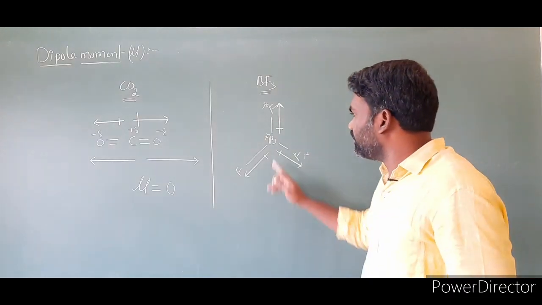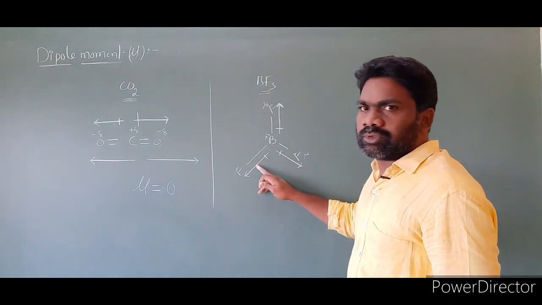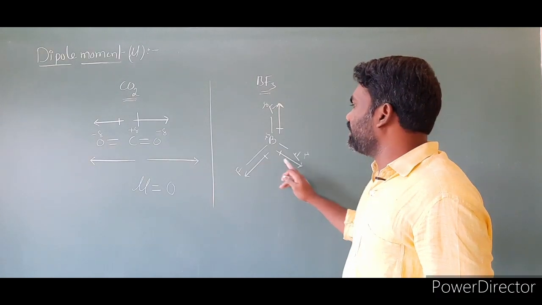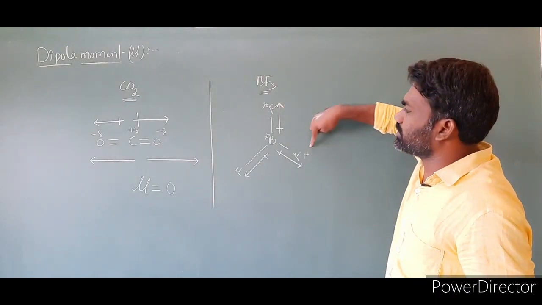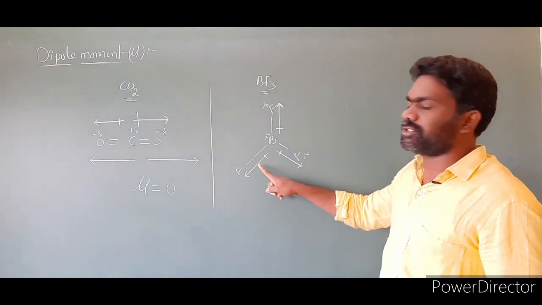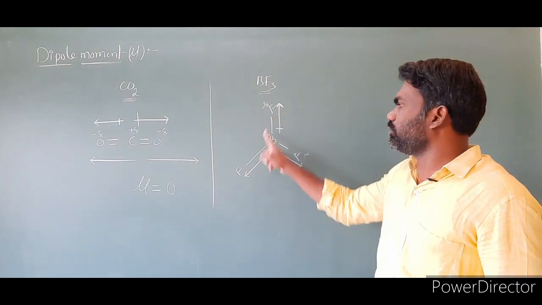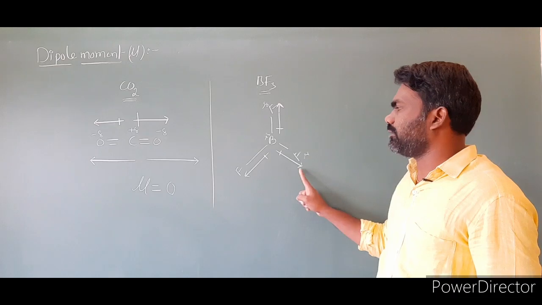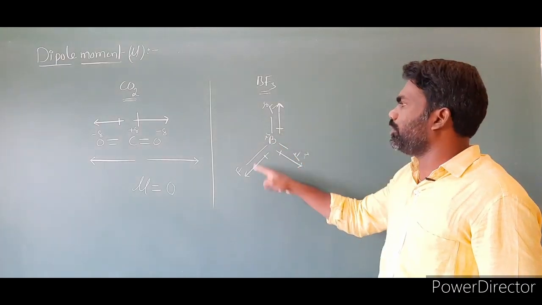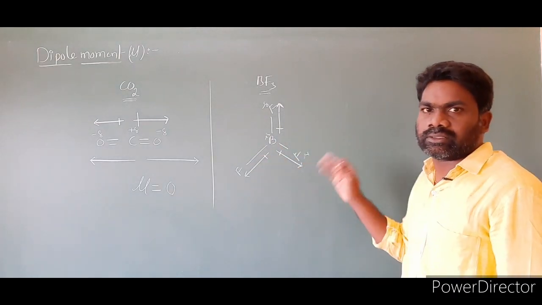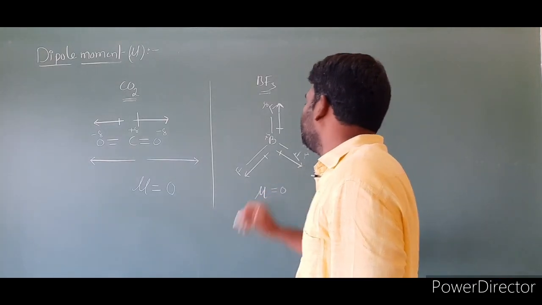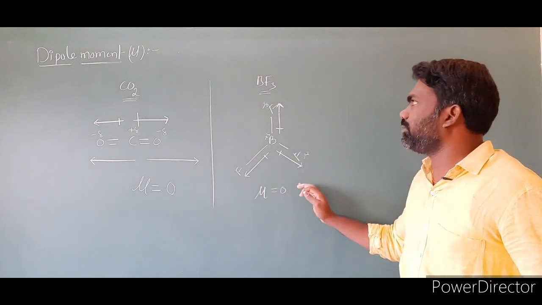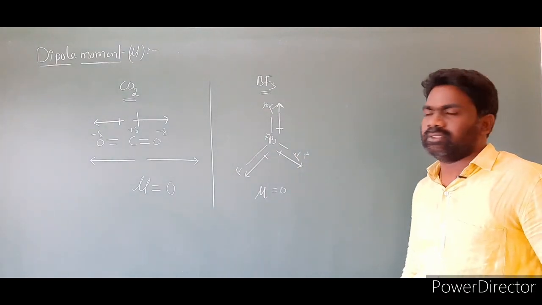For this molecule, these are the two bond dipoles. These two bond dipoles are opposite to the third one. If we take these two bond dipoles, they are opposite to this one. So two bond dipoles are opposite to the third one, and the net dipole moment will be taken as mu equal to 0. So the net dipole moment of the BF3 molecule is equal to 0.